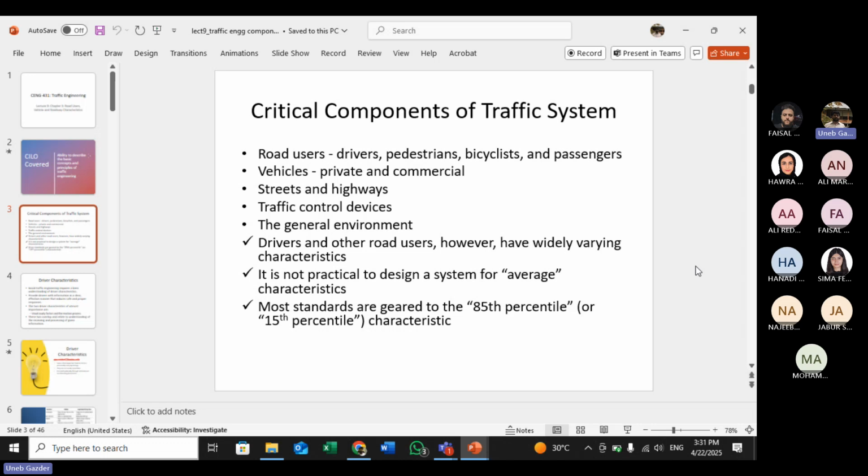Okay, traffic system comprises 5 components. Okay, people who are using the roads, call them road users. They could be drivers, pedestrians, passengers, bicyclists. Okay, anybody who is using the road in any capacity.